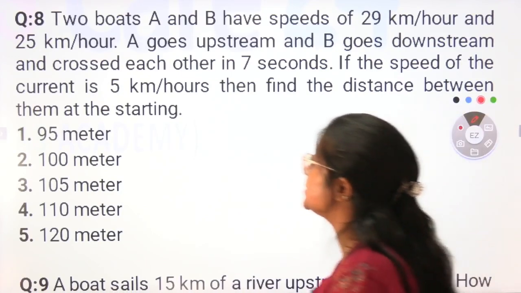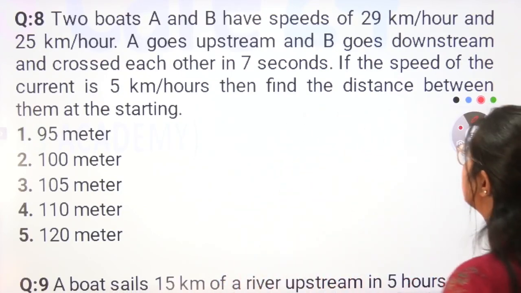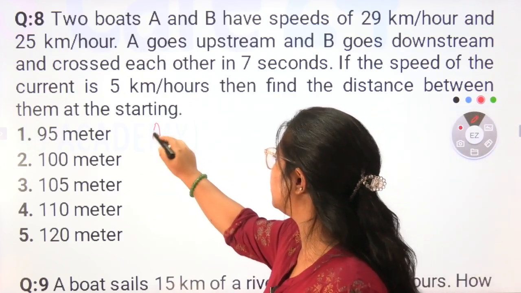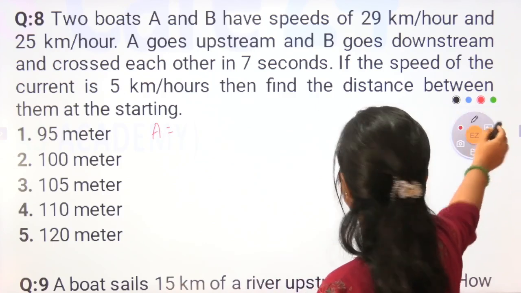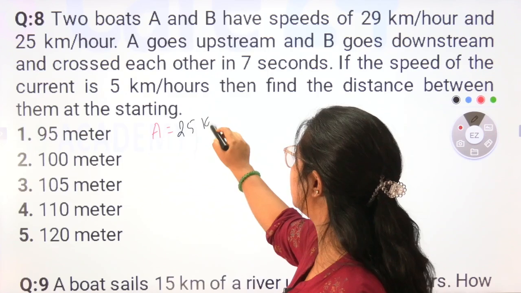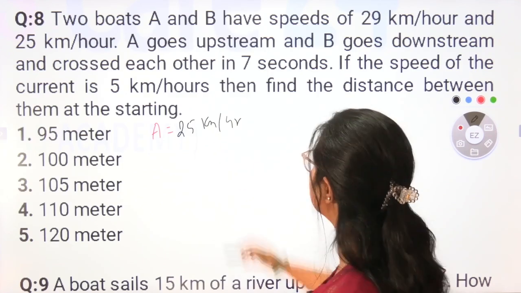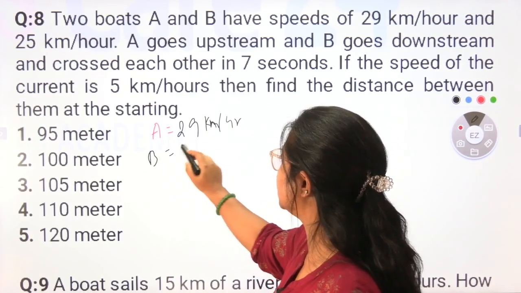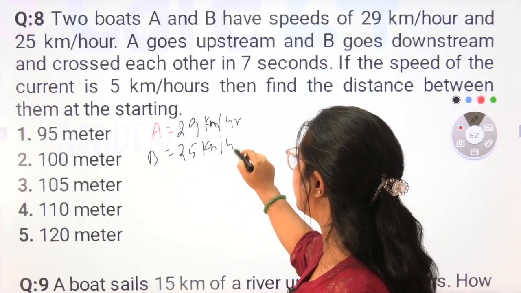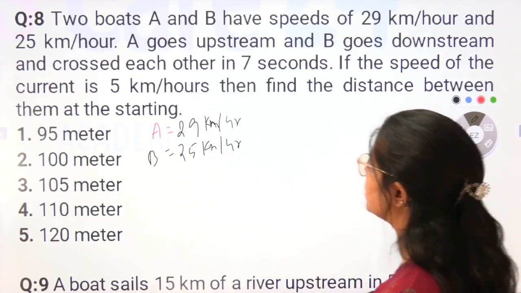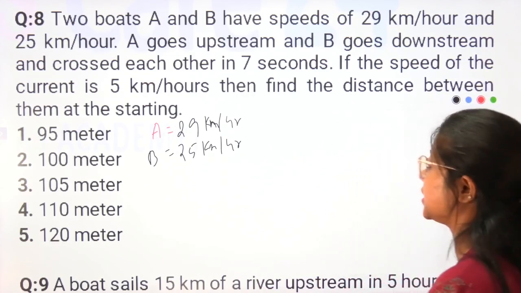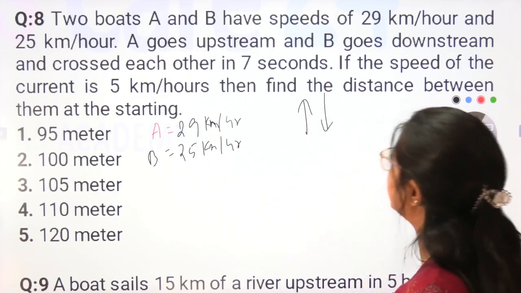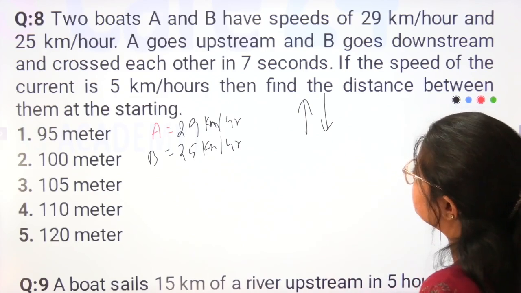So question number 8 is given as: two boats A and B have speeds of 29 km per hour and 25 km per hour. So speed of boat A is 29, and speed of boat B is 25 km per hour. A goes upstream and B goes downstream and they cross each other in 7 seconds. Fine. So A is going upstream, and B is going downstream.